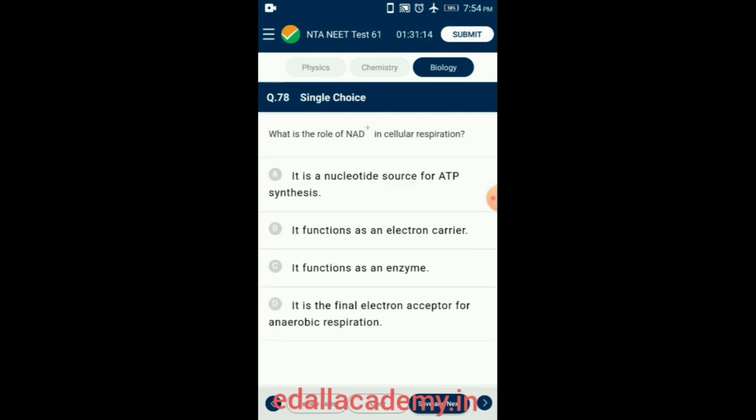Question number 78. What is the role of NAD in cellular respiration? Nicotinamide adenine dinucleotide is a coenzyme found in all living cells and it is required for the fundamental biological processes that make life possible. It functions as an electron carrier. So the answer is option B. It functions as an electron carrier.